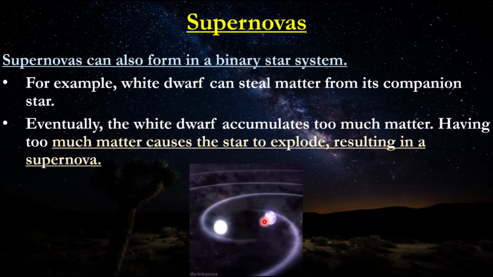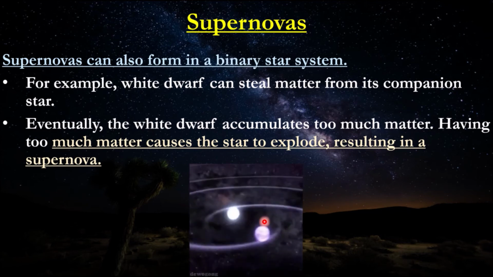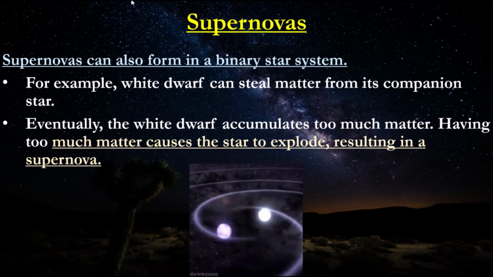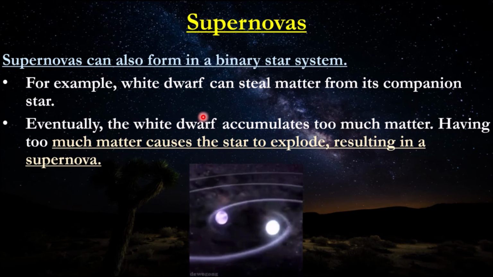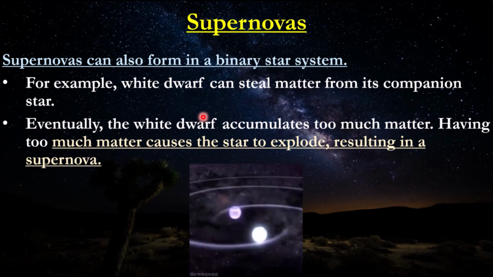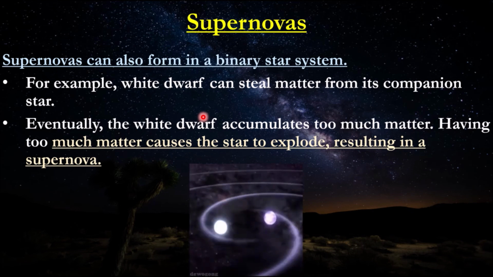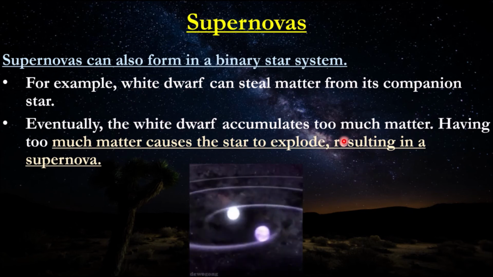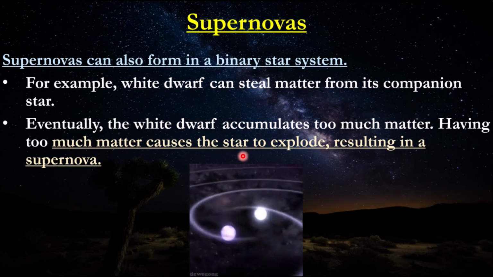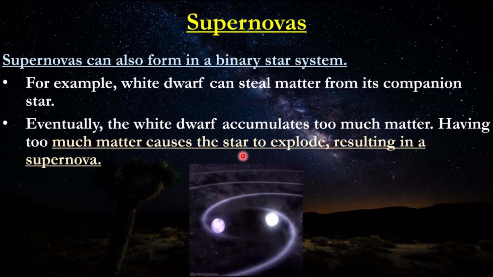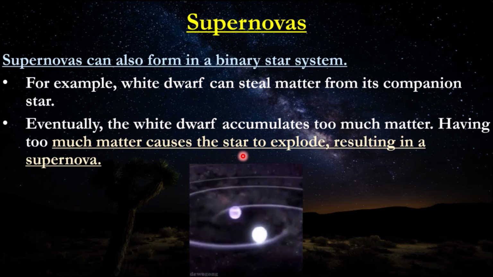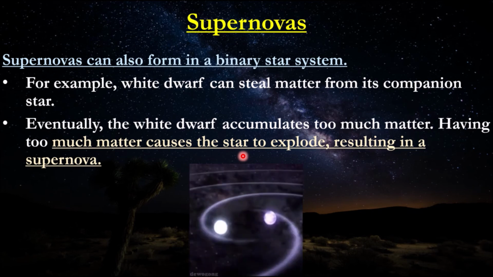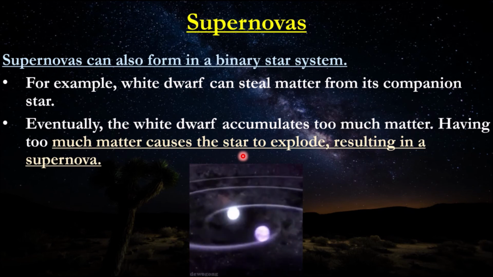Supernovas can also form from the collapse of binary star systems. So this isn't so much to do with stars dying, but let's say we have 2 white dwarfs and they cause gravitational attraction towards each other. Okay, one dwarf begins to steal matter from its companion star. Eventually the white dwarf accumulates too much matter and then causing it also to explode into a supernova. So there are 2 ways you can cause supernovas: binary star system collapsing, or, as we're talking about, a high mass star collapsing and dying.